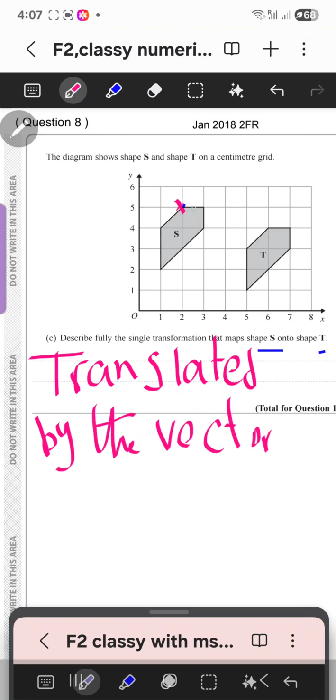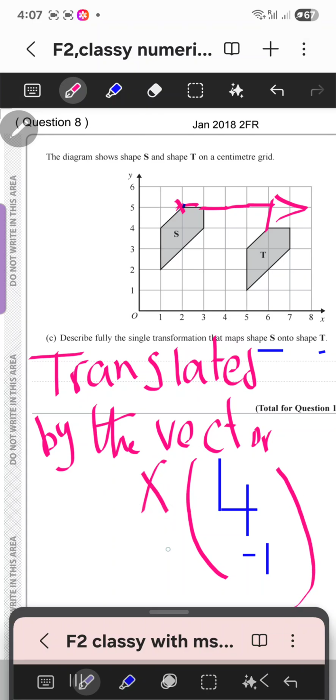What is the vector here? We have to move 1 2 3 4. So for the x-axis we move to the right, so we write 4 with positive. And for the y-axis we move 1 down, so we write it as -1 in the y. As we said, we write x and y vertically like this.